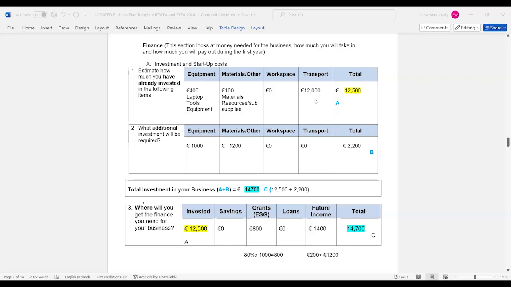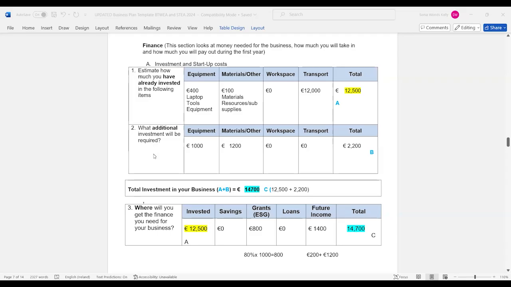For the purpose of this example, I'm including 12,000 as the current value of my own vehicle, which I'm introducing into the business. So I add up the 3 amounts here, the 3 items that I'm introducing into the business, and that comes to 12,500. So that's the total amount of funds that I have already invested in my business.